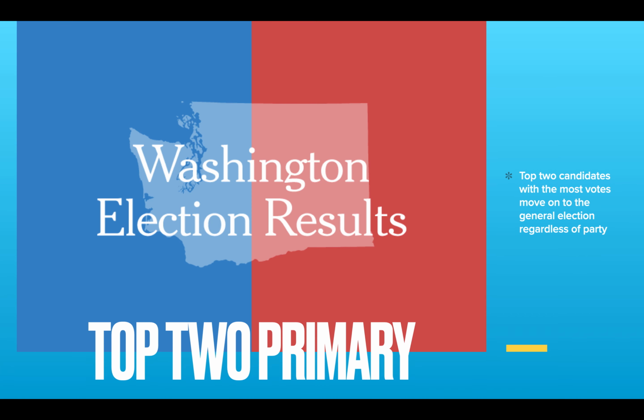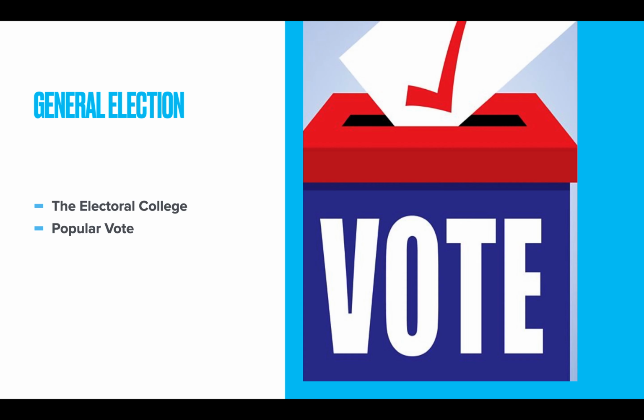So now we'll be talking about the top two primary, which is utilized exclusively by Washington State. All the candidates are on the ballot from all political parties, and the top two candidates then move on to the general election. So you could have two Democrats or two Republicans, two Libertarians, two Independents, two whatever combination you can think of is possible. It does not have to be one candidate from one party and one candidate from a different party.